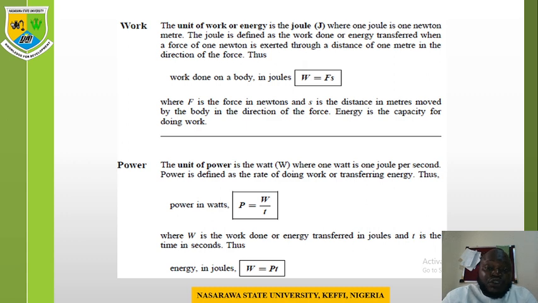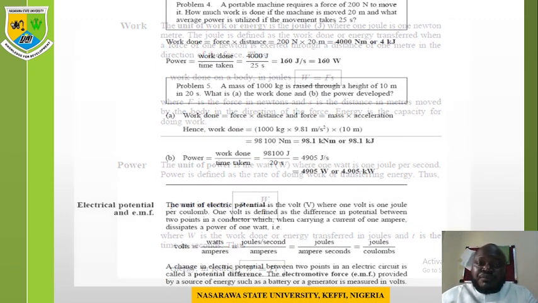Where your force is given to you and your distance is given to you, it means instead of using work, you can substitute it with this value. It depends on the parameters that are given to you, where W is the work done or energy transfer in joules and T is the time in seconds. Thus, energy in joules, which is equal to work, is P times time when you make W the subject of the equation.